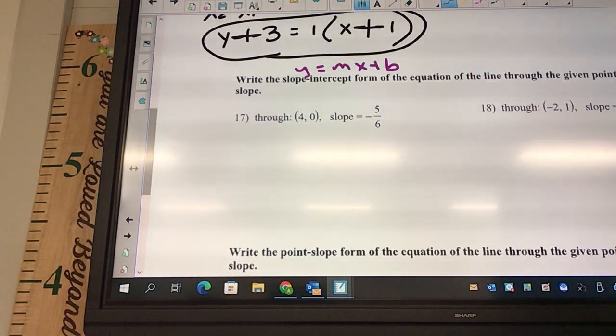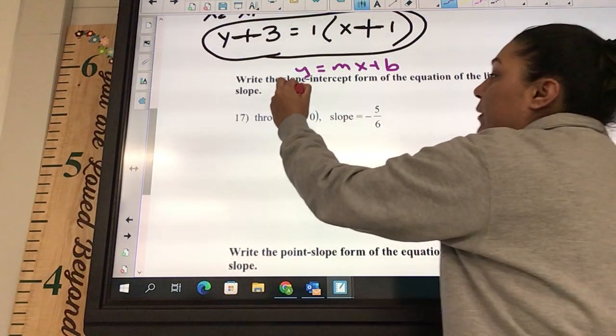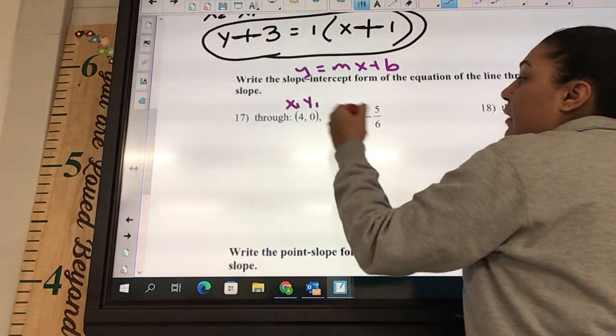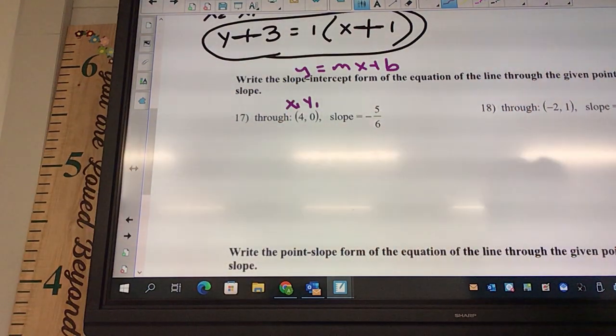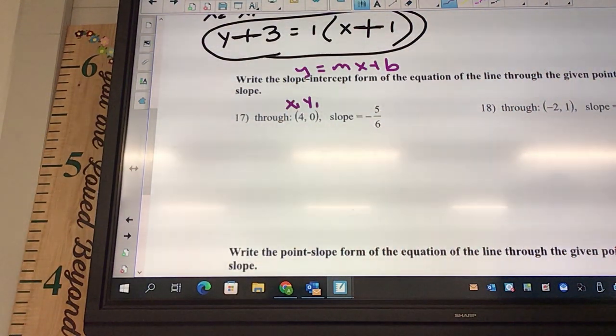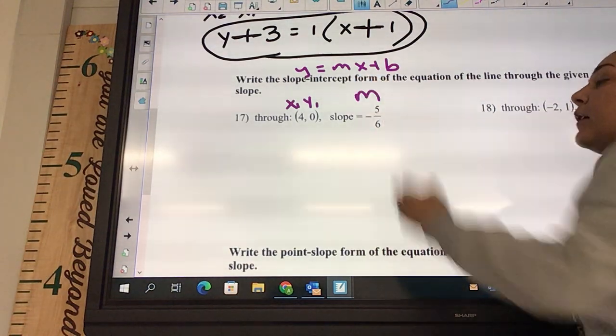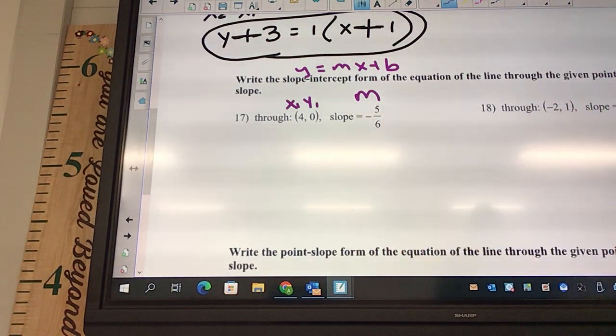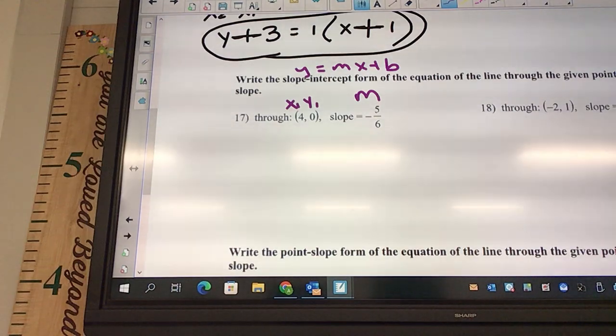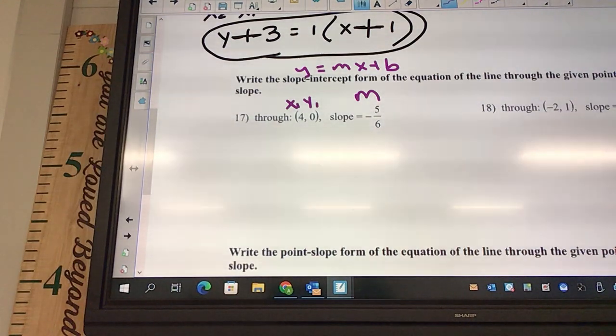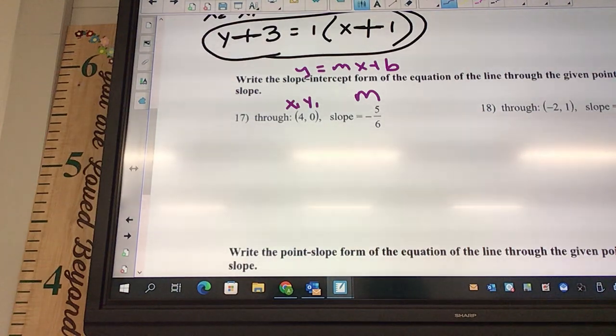Okay, and then let's look at what we've got. Well, I've got a point, and I've got a slope. What letter do we use for slope? M. Okay, so I have a point and a slope, so what formula do I need to use? Point slope, okay? And so I'm going to plug that into the point slope formula.